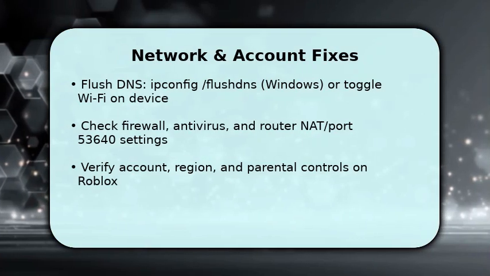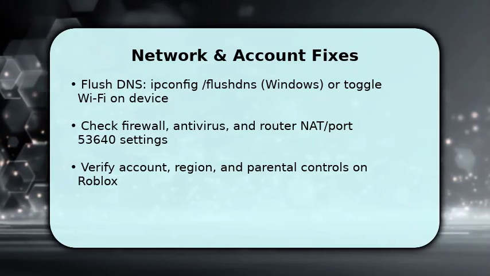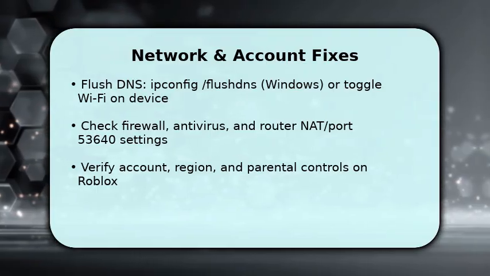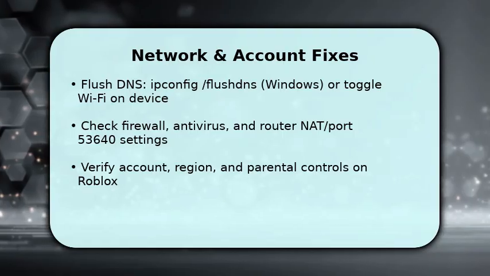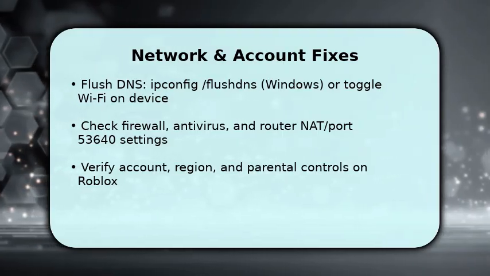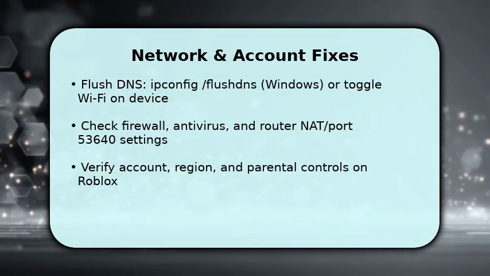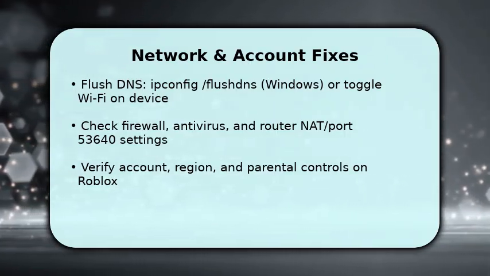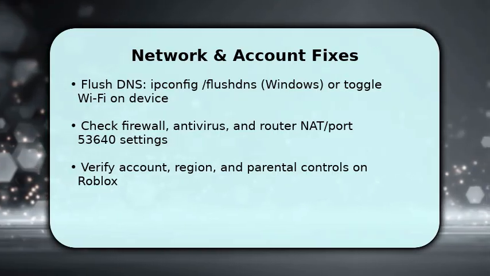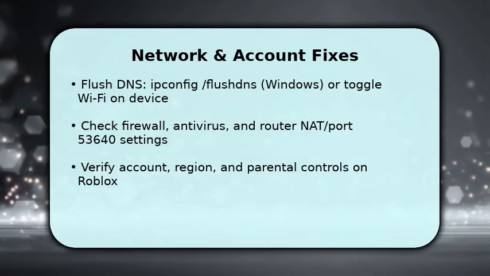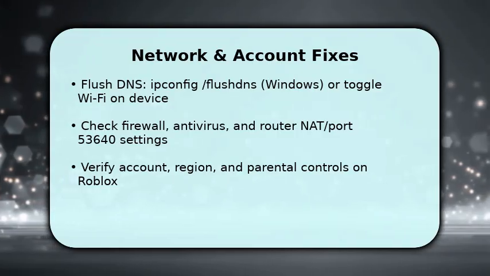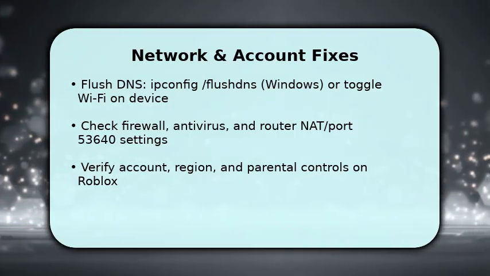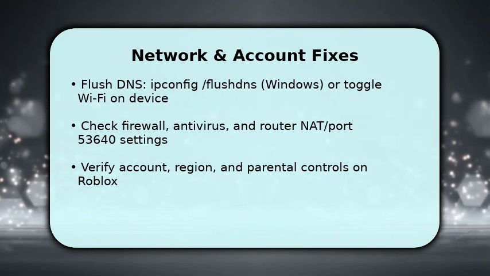Once basic steps are complete, dig into networking and account configuration. You should flush DNS on your PC or toggle airplane mode on mobile to renew network settings. This resolves stale routes. Then inspect firewall and antivirus rules and ensure router NAT is open and UDP/TCP ports used by Roblox aren't blocked. Also check your Roblox account region and any parental or group restrictions that could block service. These measures address routing, blocking, and permission problems that mimic service outages.